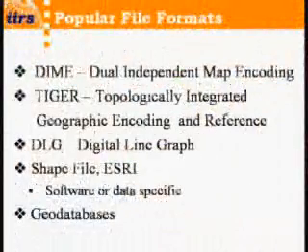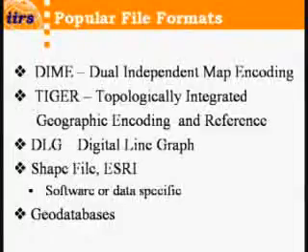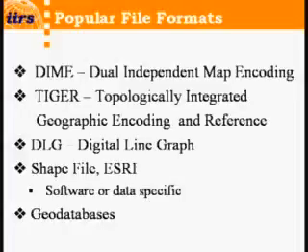Now here I am showing you some of the old formats like DIME, dual independent map encoding, and TIGER, topologically integrated geographic encoding and referencing. They are very conventional models which were adopted, I should say, in the 70s or early 80s. And then you have DLG, digital line graph.